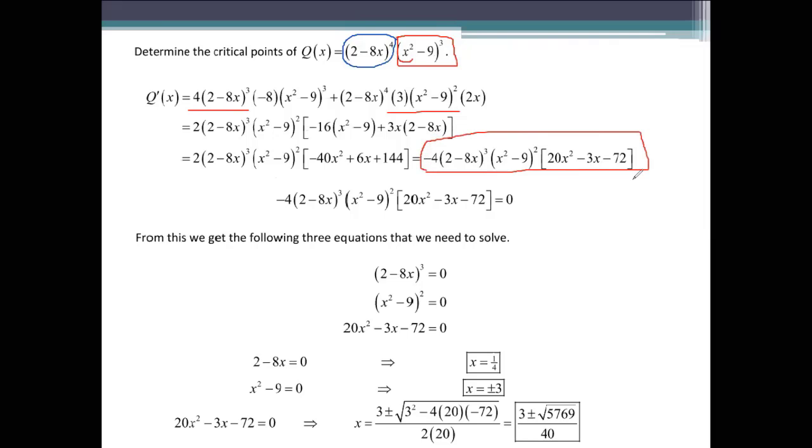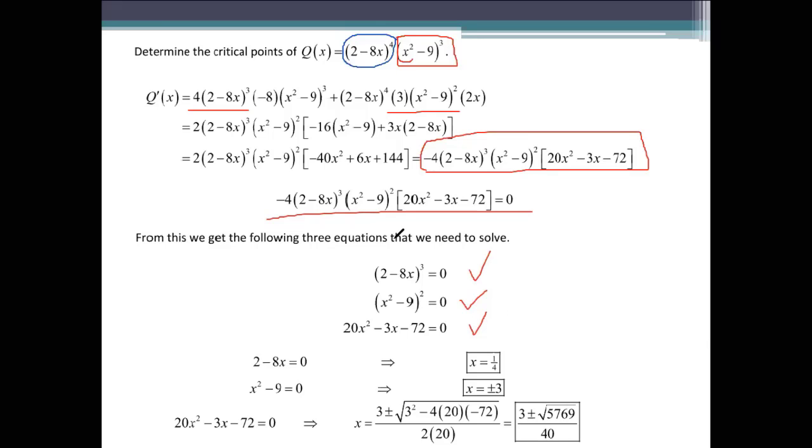after factorizing our polynomial. And we need to equate it to 0 to find the critical points. So it will be this equation we have now. And now we have how many equations here? We have 3 equations, correct. So the first equation is 2 minus 8x cubed is 0. This is the first one. The next one is x squared minus 9 squared is 0. This is the second one. And we have the third one also. So 20x squared minus 3x minus 72 is 0. So this is the third equation.